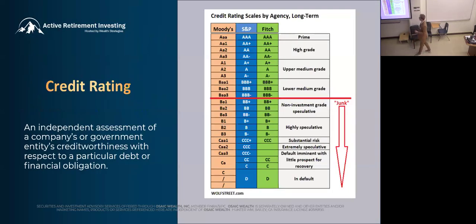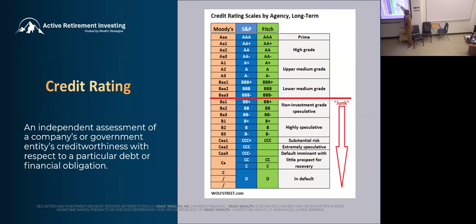Here's credit rating, which is pretty much an independent assessment of a company's or government entity's creditworthiness with respect to a particular debt or financial obligation. What you really got to know is that BBB and above is considered investment grade, which is kind of a word for safe. These are companies that are really good at paying back their debts on time and for the most part don't default on bonds. AAAs are very safe, and US government bonds always get a AAA rating. If there was a quadruple A rating, they would give it to them.